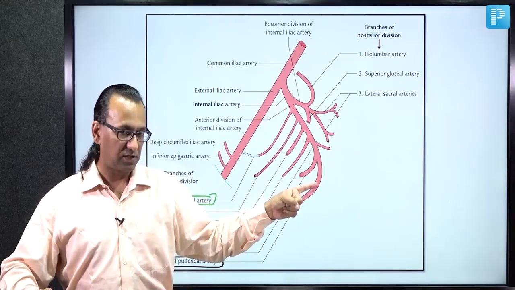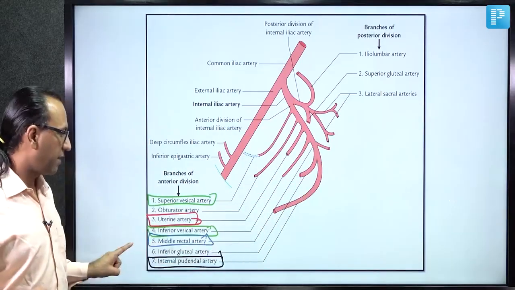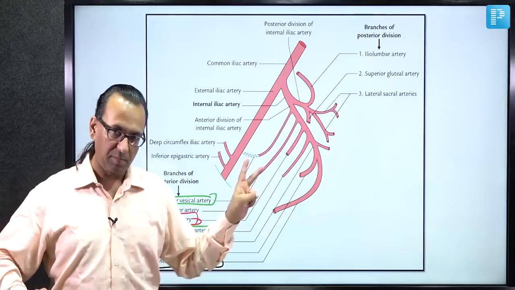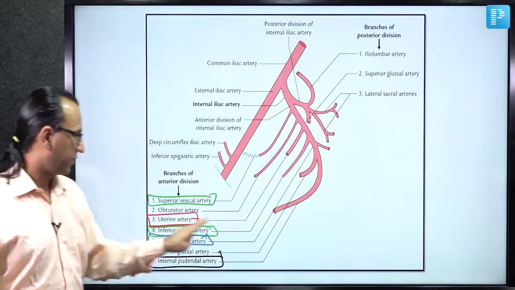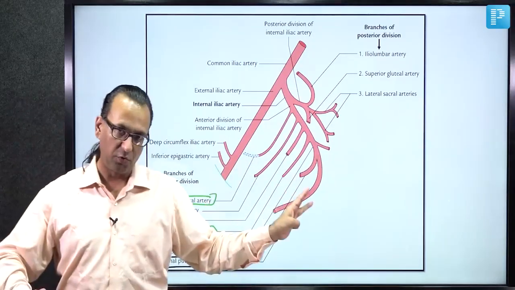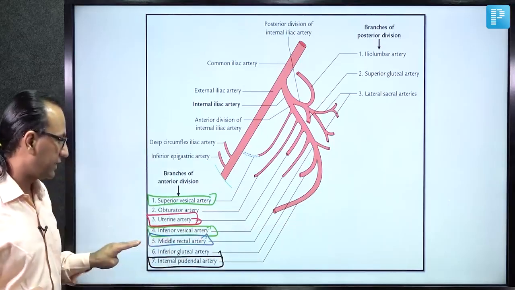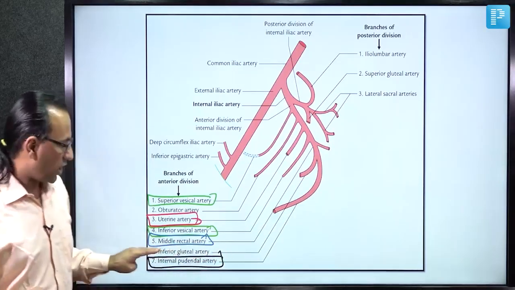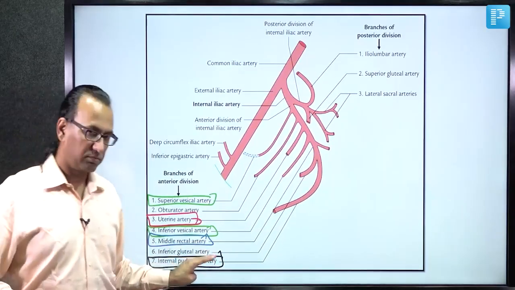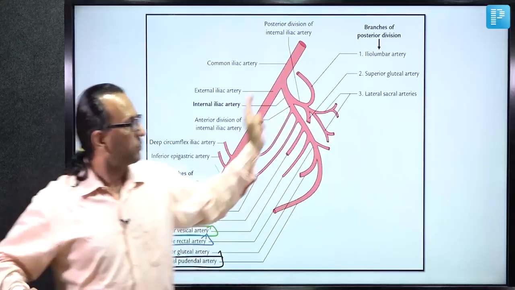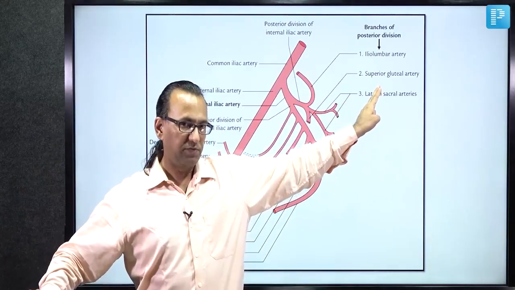One of that we have discussed, the perineum, and the name of the artery was internal perineal artery. Number 2, medial thigh. Name of the artery is obturator artery. Number 3, gluteal region. Name of the artery is inferior gluteal artery. Remember, the inferior gluteal artery comes from the anterior division, whereas the superior gluteal artery comes from the posterior division.